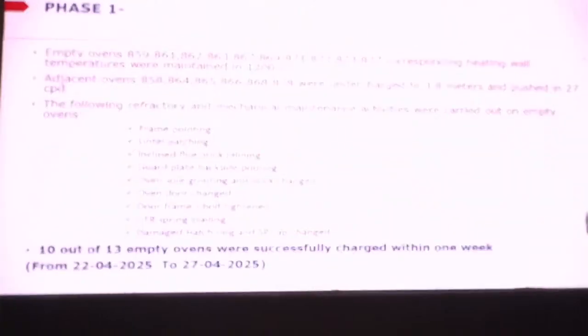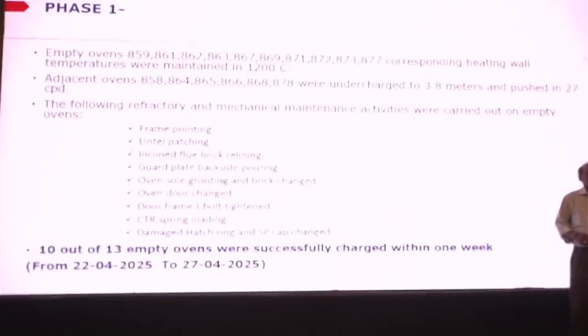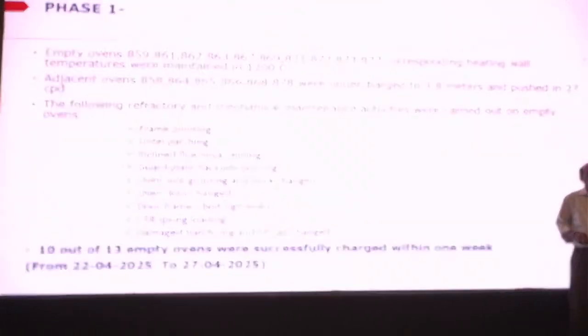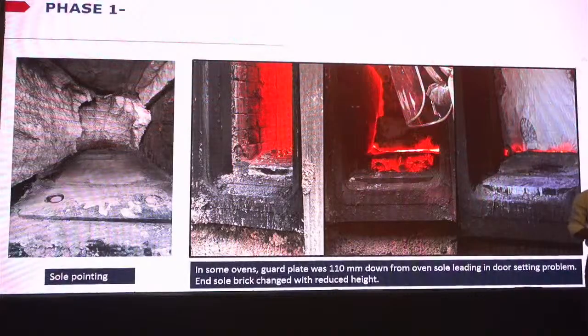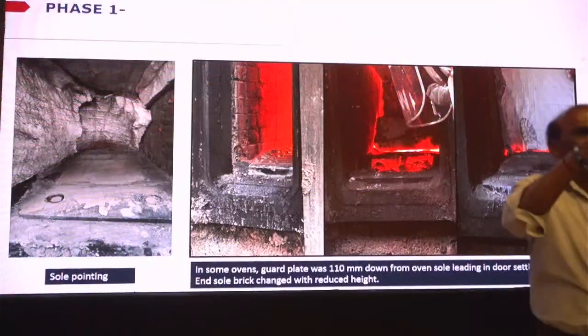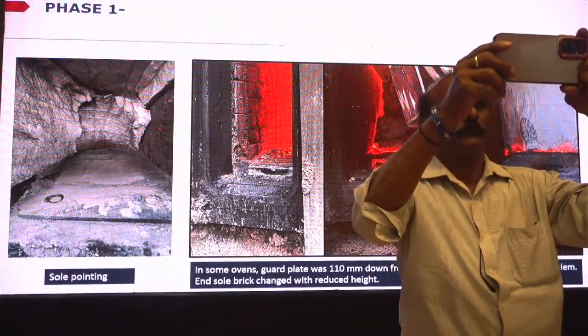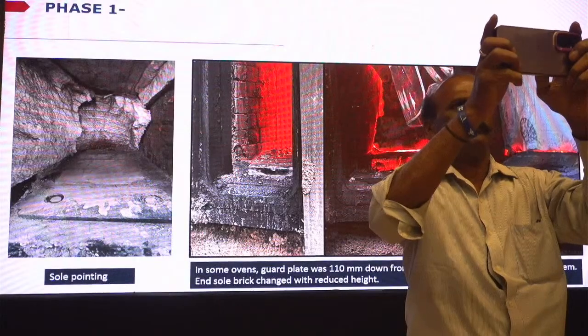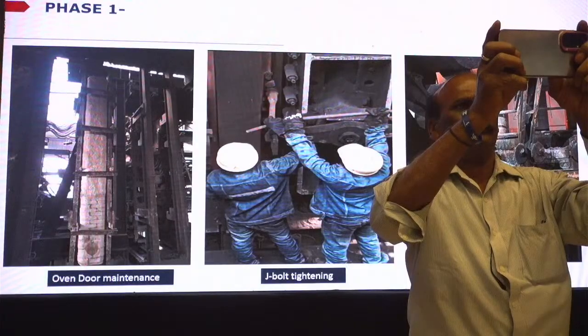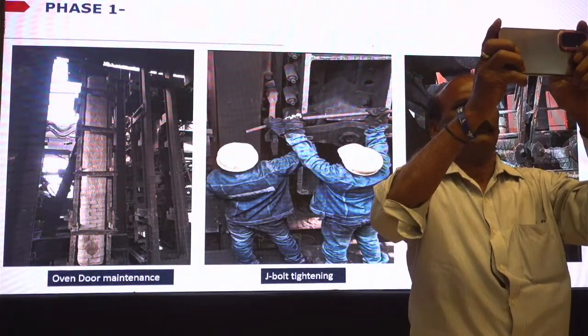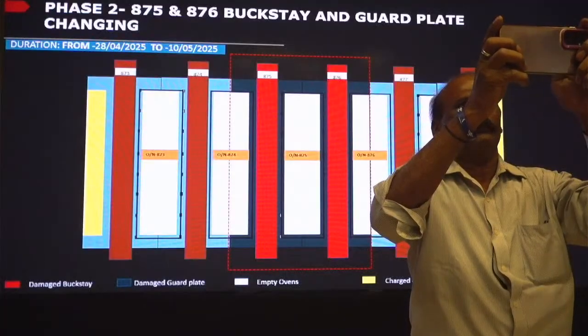So these are the activities carried out during the first phase. 10 out of the 13 ovens were successfully charged within 1 week. The activities were frame pointing, lintel pasting, inclined flue, brick lining and guard plate grinding. And sole pointing. In some ovens the guard plate was down below 110 mm, so a door setting problem was observed. So end bricks were changed and the height reduced, and so the door setting problem reduced. This is the oven door maintenance: J-bolt tightening and the CTR spring during the first phase.